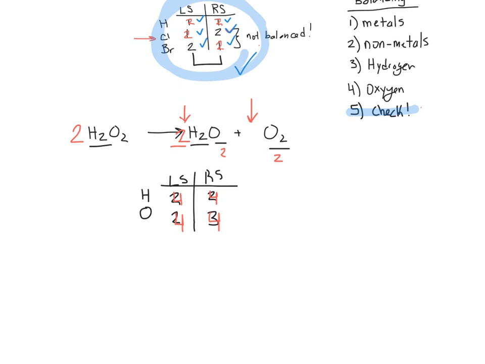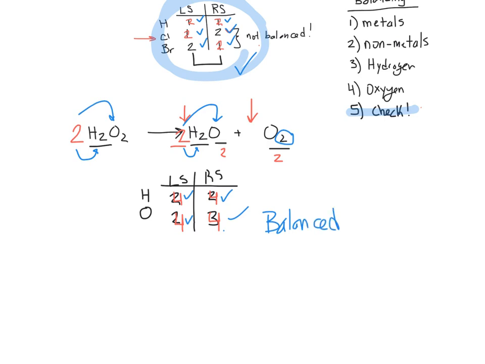How about we double check what we have right now? So over here we have 4 hydrogen, because 2 times 2 is 4. Over here we have 4 hydrogen, because 2 times 2 is 4. Over here we have 4 oxygen, because 2 times 2 is still 4. And over here we have, hopefully, 4 oxygen. We have 2 times 1 is 2, plus 2 is 4. And we are now balanced.